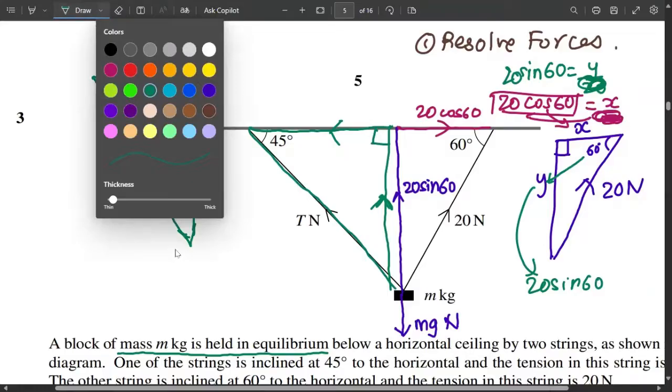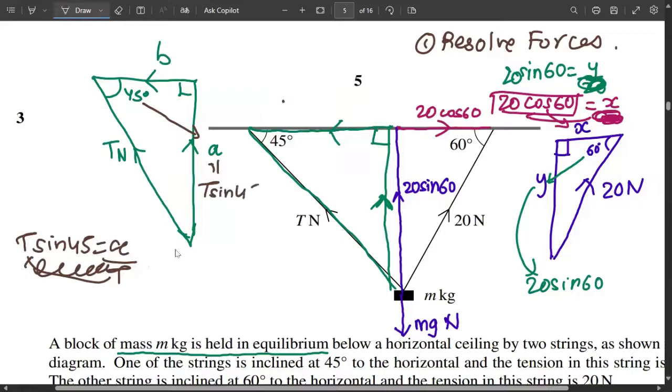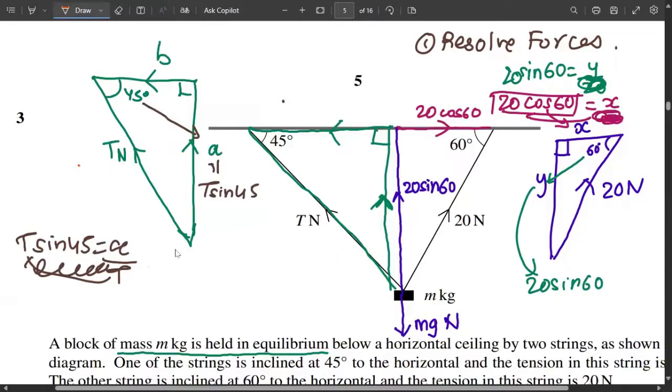I'll use brown color. If I use sine, this is the opposite side. Sine 45 is equal to a upon T. So T goes up, and a is T sine 45. And what about b now? For b, I'll have to use cos. So cos 45 equals b upon T, because b is adjacent. So T cos 45 is equal to b. So b is nothing but T cos 45.